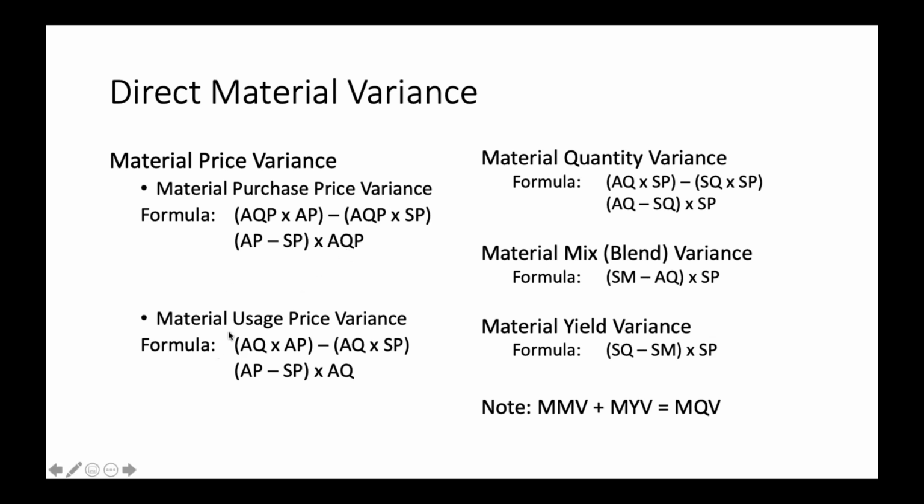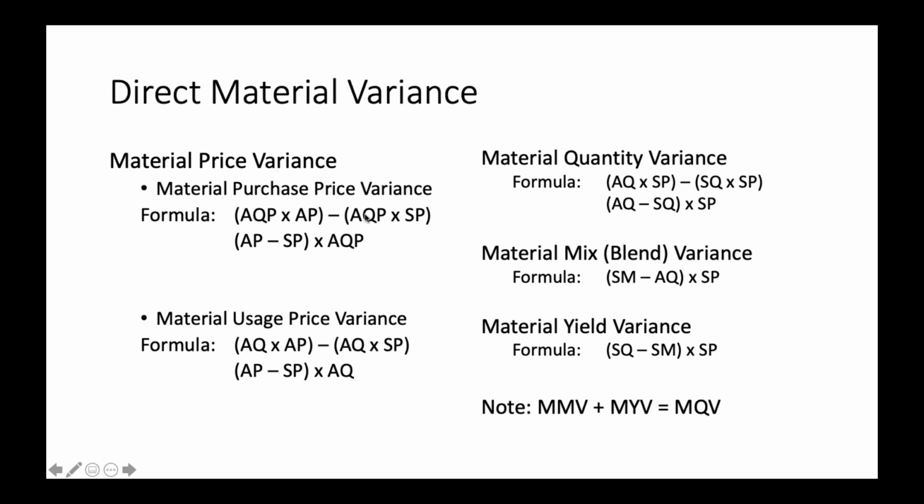Now in material usage price variance, the formula is actual quantity times the actual price less actual quantity times the standard price. So again, we have similar variables, AQ. So we just simply get the difference between AP, or actual price, and standard price multiplied by the actual quantity. Now, what's the difference between material purchase price variance and material usage price variance?